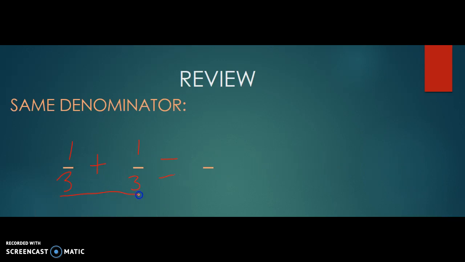When the denominators are the same, remember denominators, they are your bottom numbers, all we have to do is add the numerators. Numerators, those are your top numbers. So 1 plus 1, 2, and we keep the same denominator, 3. So our answer would be 2/3.